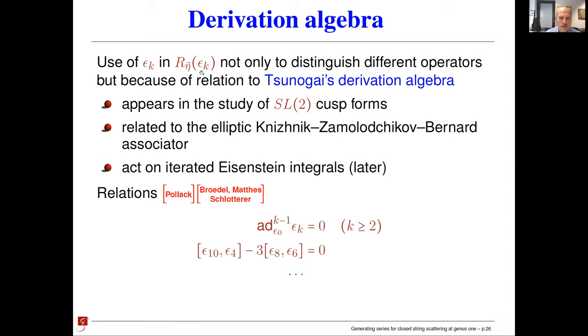You might have wondered why I'm writing epsilon k instead of just saying k or something like this. This epsilon k is because these operators are very closely related to things that have been studied in the literature before. What they're related to is called derivation algebra, as introduced by Tsunogai. It comes up in a number of different contexts. It comes up in the study of modular forms, when you study cusp forms. It comes up when you study integrable systems, and it comes up also when you study multiple zeta values and iterated Eisenstein integrals. That's a point that I might come back to later, which reminds me I should look at the time eventually. Okay.